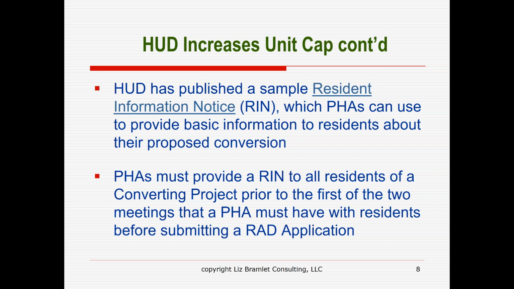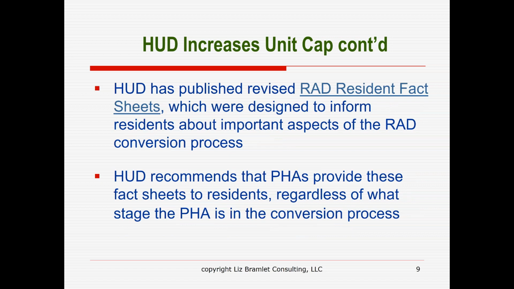for your residents. You must provide a RIN to all residents of a converting project prior to the first of the 2 meetings that you are now required to hold with your residents. You have to have 1 meeting before you submit your application and give residents the chance to see the application and what you're planning. And then you have to have a second meeting with them before you submit your financing plan to HUD, and you have to let the tenants comment on your financing plan, and you have to share those comments and your response to those comments with HUD. And so you want to make sure that you start that process off correctly by sharing the RIN notice to get everything going on track.